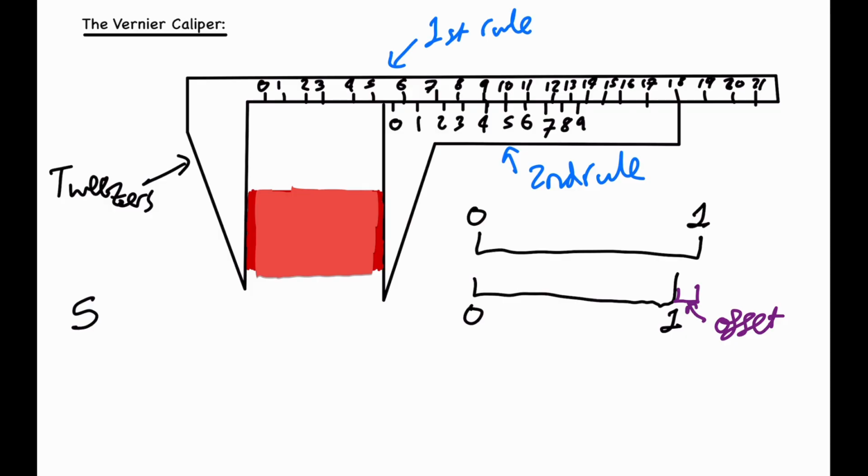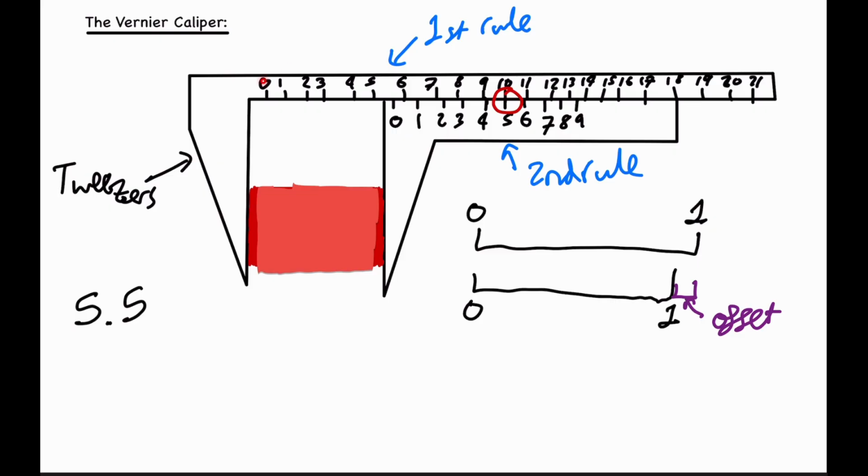Now what we would do is measure on the second ruler a point where one of the values of the second ruler lines up perfectly with a value on the first ruler. If we look, this one's offset, this one's offset, this one's offset, this one's also offset, but this one is actually in the right spot. So it's lined up properly. The value would be 5, so our second significant figure would be 5. So our reading would be 5.5.